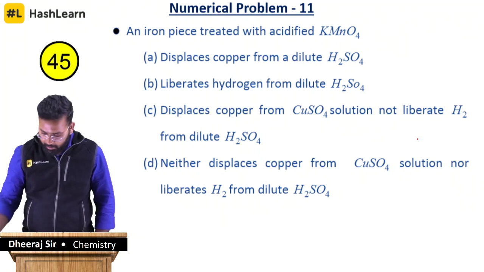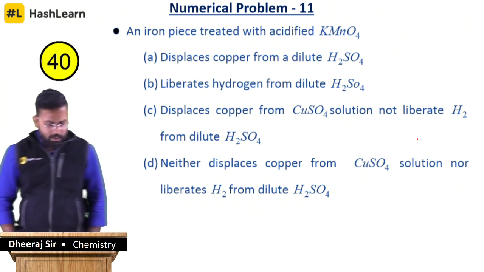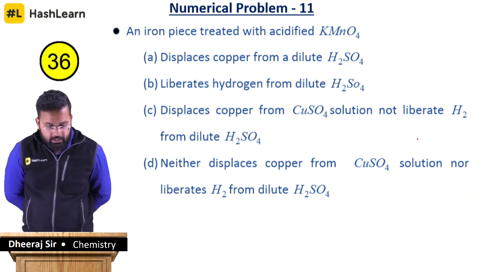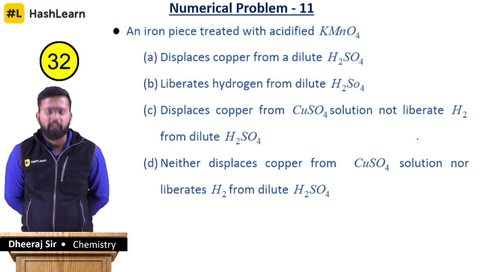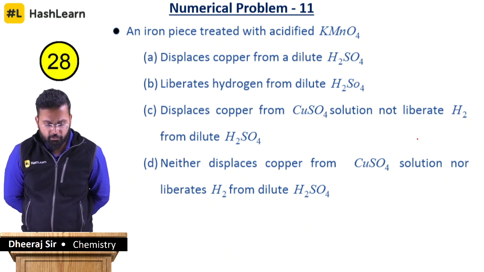So moving ahead to the 11th question. So just a couple more questions packed, guys. So give it your best shot. An iron piece treated with acidified KMnO4. So this is pretty straightforward. You can give it a try. An iron piece treated with acidified KMnO4, what is going to happen?